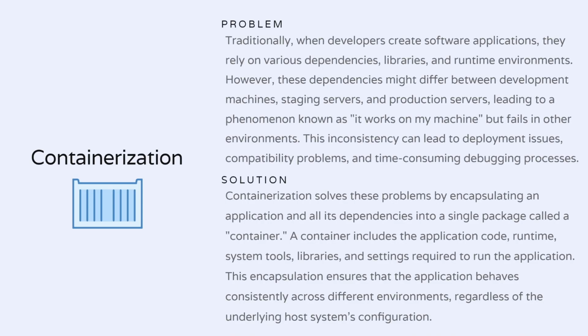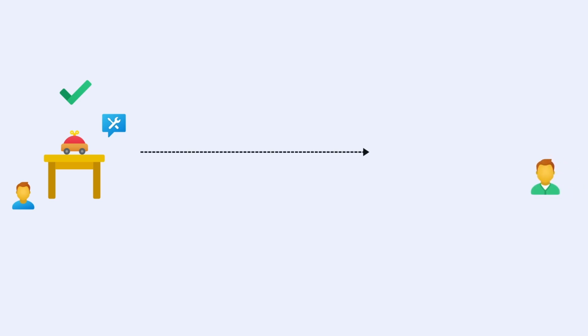So before we look into this slide, first let's see a simple example. Imagine you are building a toy and you need different parts and tools to make it work. Now if you build this toy on your own table, it might work just fine. But if someone else tries to build it on their table using their own tools, the toy might not work as expected. This can be so frustrating and time consuming to figure out what went wrong.